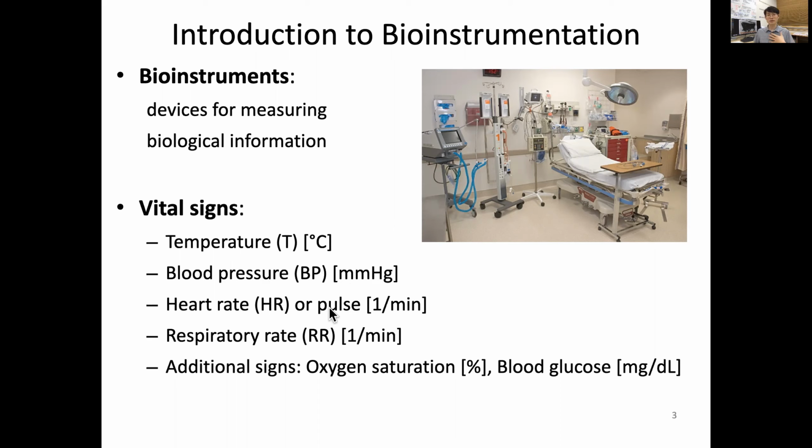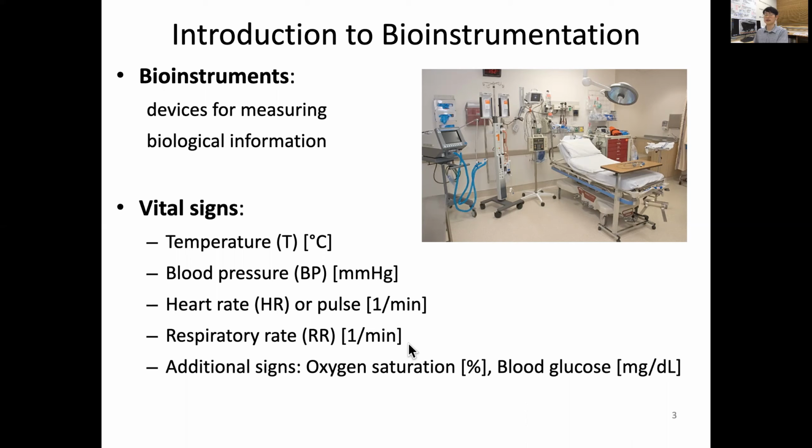Another is the breathing rate or respiratory rate. We call it RR, and this is also the number of breaths per minute. And additional signs are also important, such as the oxygen saturation in the blood, as a percentage, or blood glucose, which has the unit of milligram per deciliter.